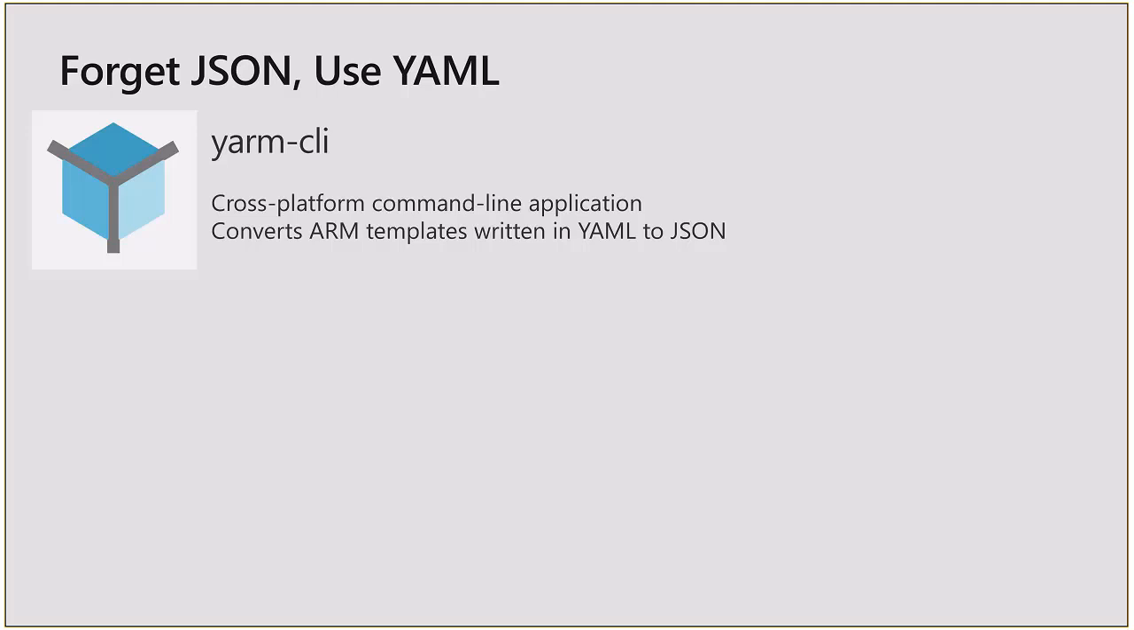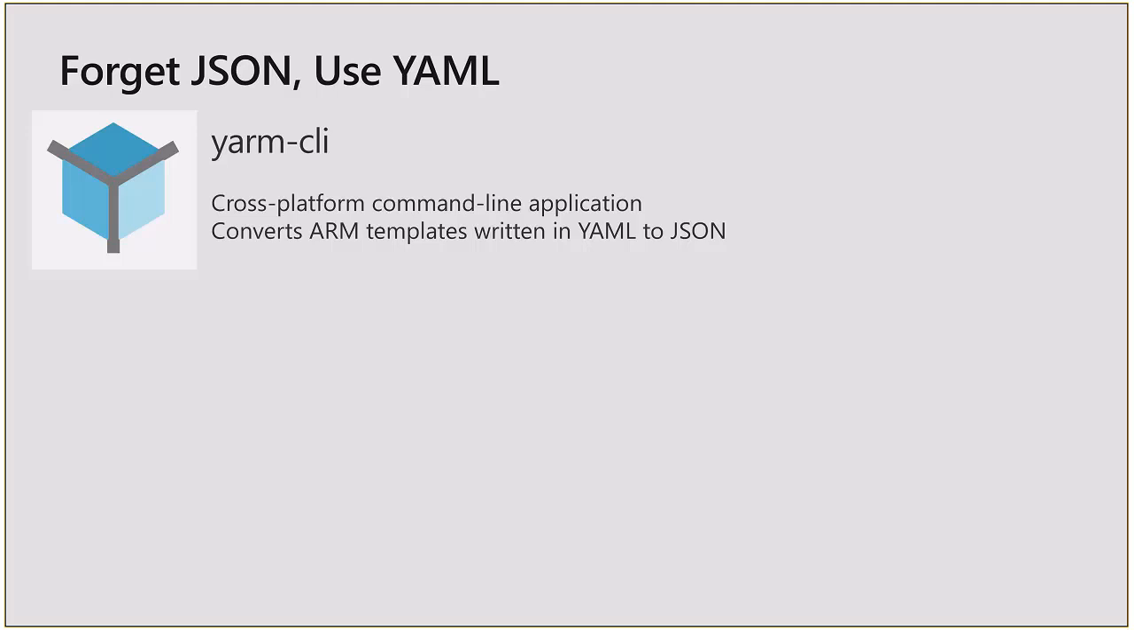So this YAML CLI is a very small and convenient command line tool. It is written in .NET Core, so it can be run on any platform, including Windows or Linux or Mac. The purpose of using this YAML CLI is very simple. What it does is convert an ARM template written in YAML into JSON or vice versa.